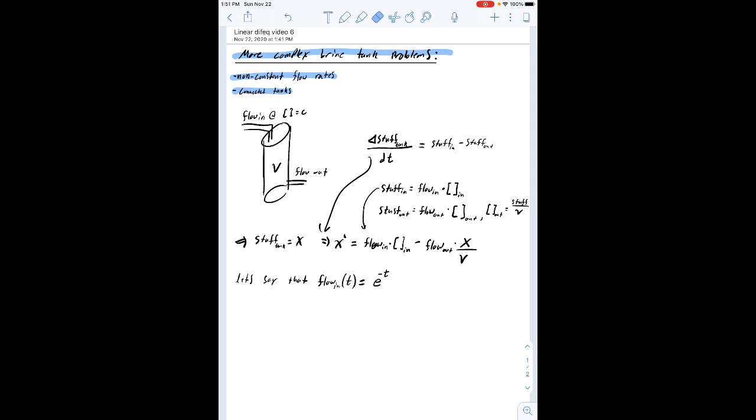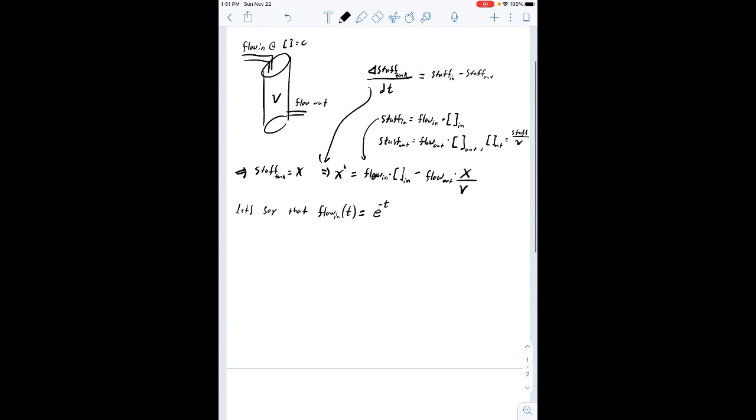Okay. So let's just say that's our flow in, and then let's just solve for this one. So we can say x prime is equal to e to the negative t minus, so what's our flow out going to be? Well, let's have our flow out also not be constant. So let's have our flow out be a function of our height. Yeah, that makes sense.